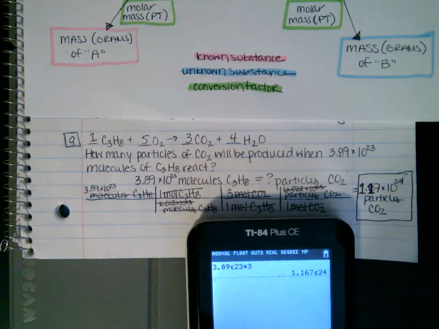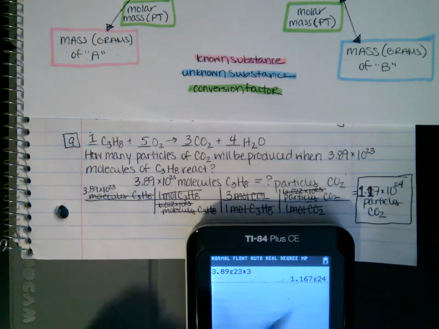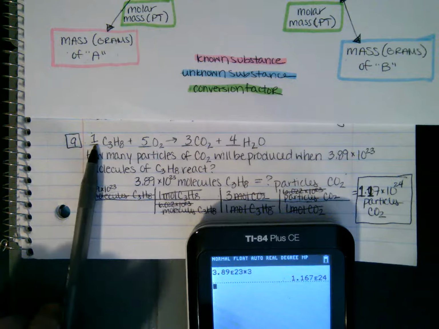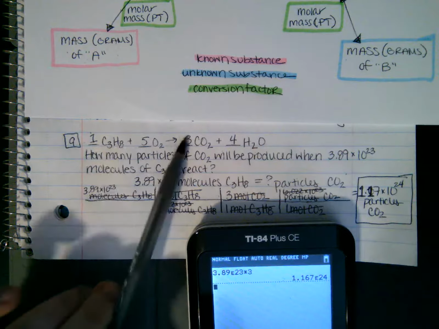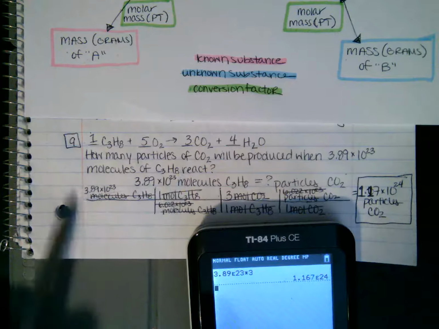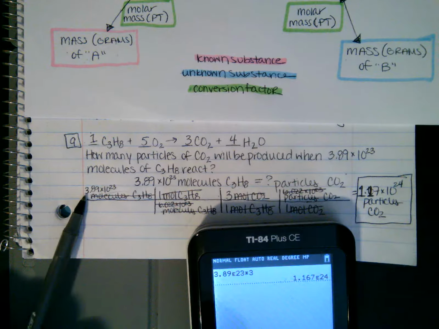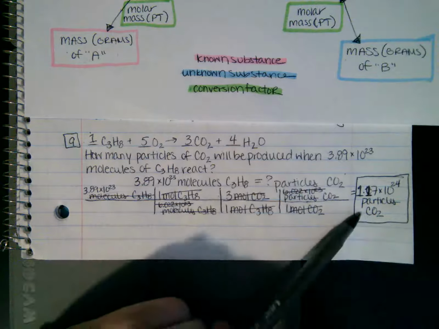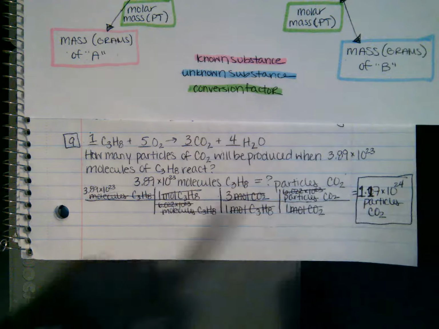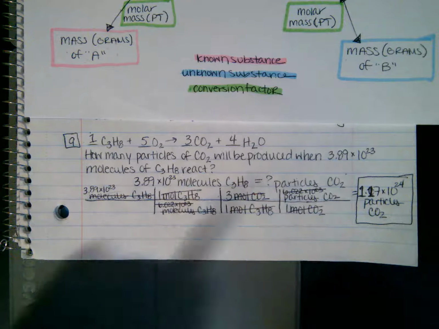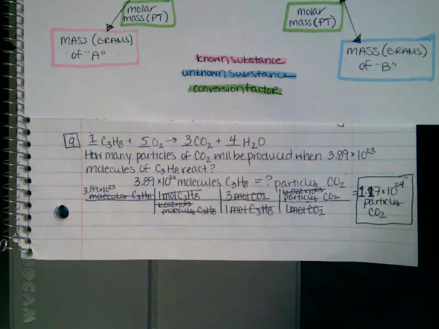Okay? And so think about this, though. This makes sense, right? If we reacted 1 molecule of propane, we'd get 3 times as many molecules of carbon dioxide. If we reacted this many molecules of propane, we get 3 times as many particles of carbon dioxide. So in that conversion, it's kind of nice. Avogadro's number is going to cancel itself out.